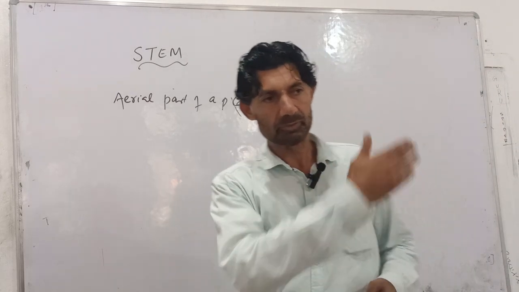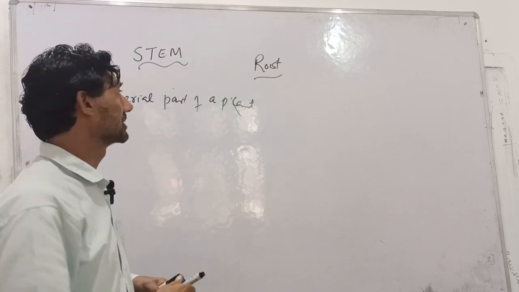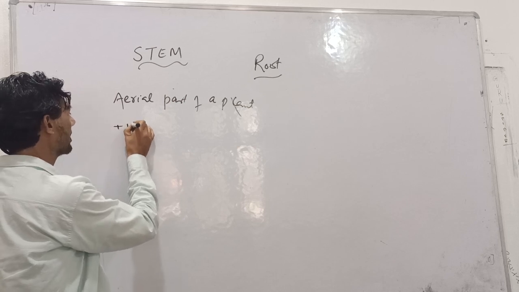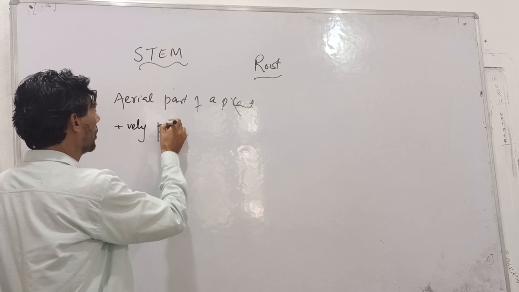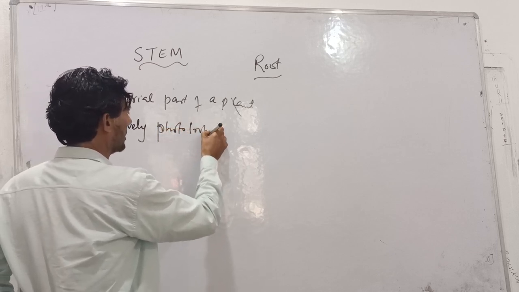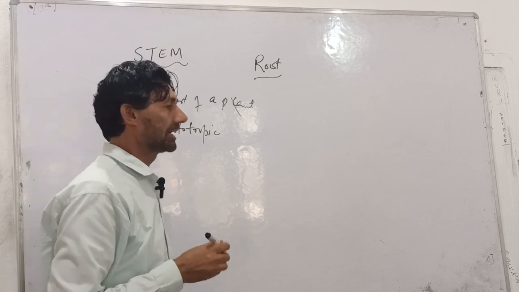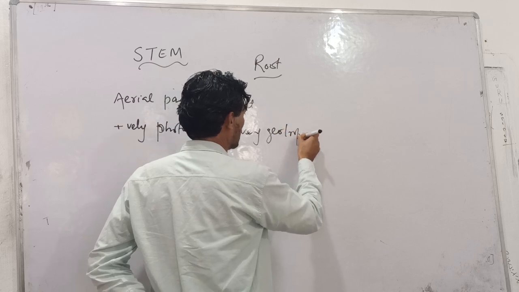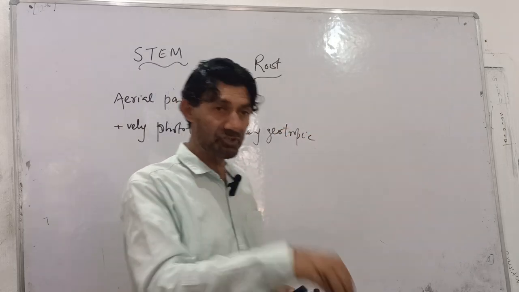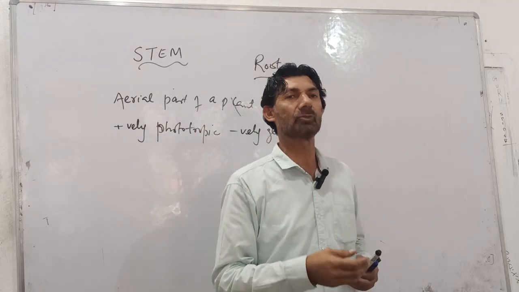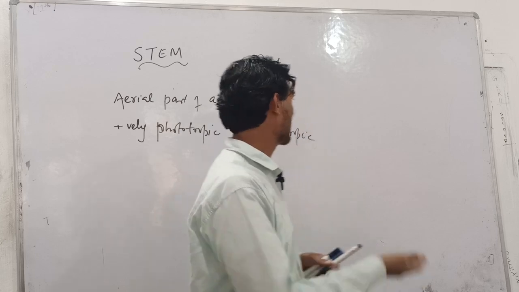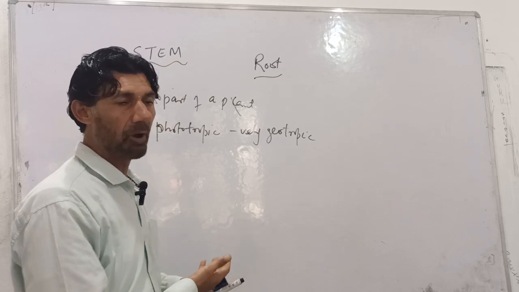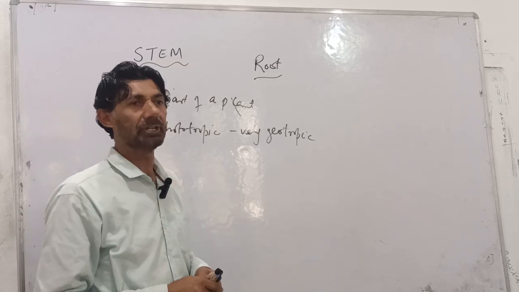It grows towards light, so the response of the stem is called positively phototropic, but it is negatively geotropic. The root is positively geotropic but negatively phototropic, as the root always goes into the soil. The stem always comes out of the soil. The stem is positively phototropic, but negatively geotropic.